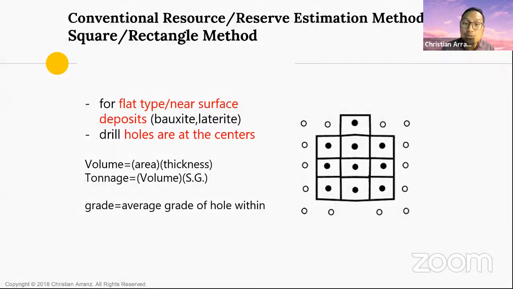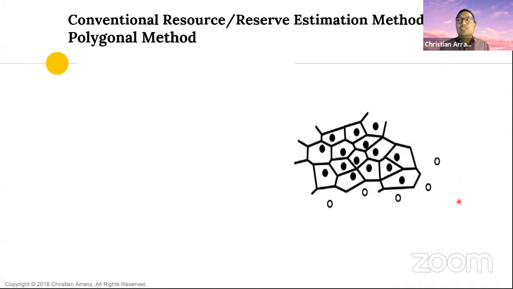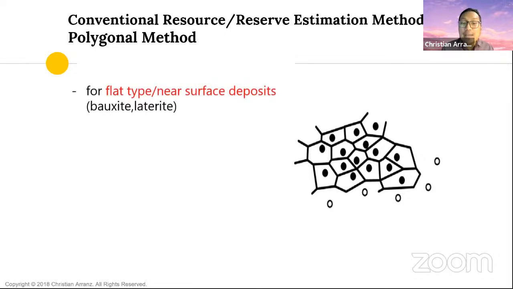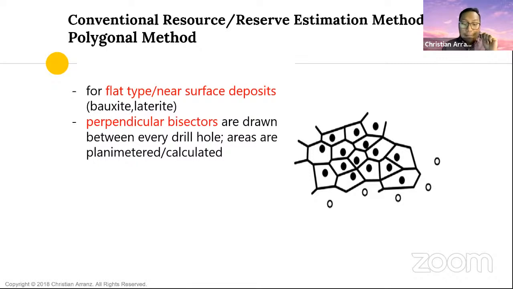Ito, ang difference nito dito, in a way, kino-consider niya yung mga irregularities, irregular intervals. Kasi ang hirap gumawa ng square na shape, no, kapag irregular na yung spacing ng holes mo. So, this is the polygon method, also known as the polygonal method. Ginagamit din siya sa flat type or near surface deposits or yung mga bauxite laterite deposits. Ganyan. So, may relevance siya sa triangle method, no? Kung yung triangle method, yung mga drill holes ay pinagko-connect mo yung tatlo para maka-form ng triangles. Ito naman, nagdo-draw ka ng perpendicular bisector between every drill hole.